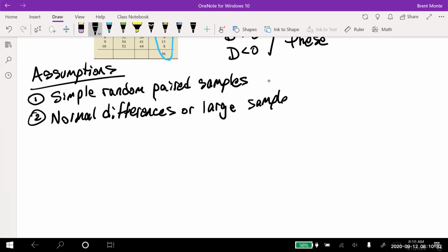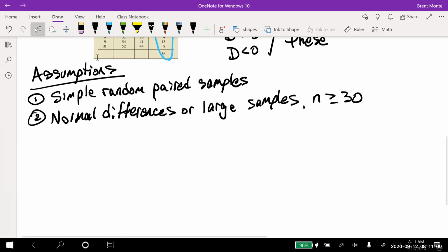Large samples. And we usually do n greater than or equal to 30 for large samples. And that's the pairs. We'd have to have 30 pairs or more, of course. Okay, and the normal difference or large samples, this test is pretty robust. So if that's off a little bit, that's okay. It'll still be able to handle real well. Okay, so we've got that. Those are our assumptions. I'm just going to jump in and do a couple problems.